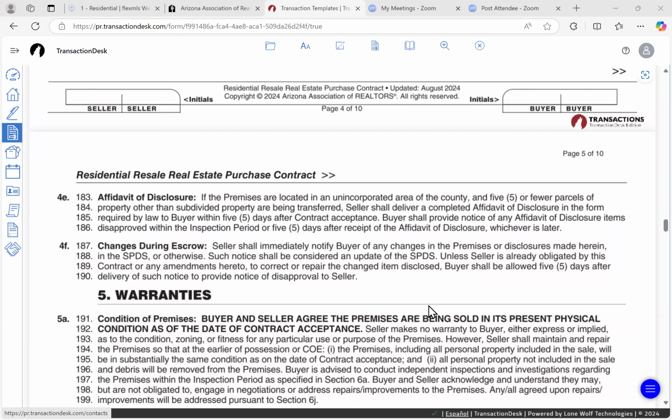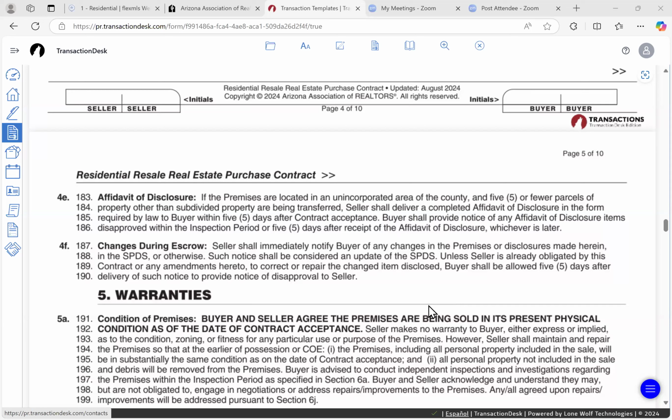Changes during escrow. Seller shall immediately notify buyer of any changes in the premises or disclosures made herein, in the SPUDs or otherwise. Such notice shall be considered an update to the SPUDs. Unless seller is already obligated by the contract or any amendments hereto to correct or repair the change items disclosed, the buyer shall be allowed 5 days after delivery of such notice to provide notice of disapproval to seller.